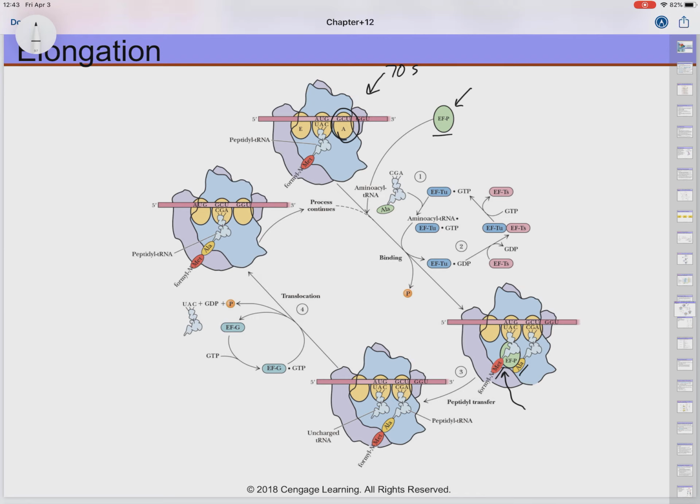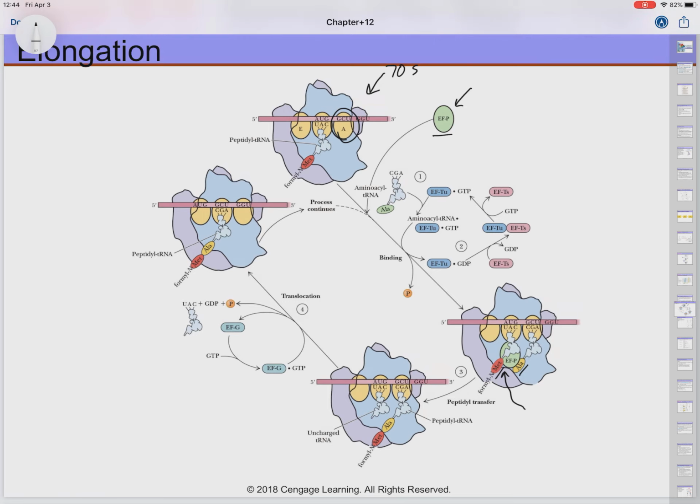Once EF-Tu has helped the A site get filled, and EF-Tu is actually one of the most prominent proteins in the cell. It's a very, very important protein. It's like 5% of the dry weight of the cell in these prokaryotes. This guy here, its job is to make sure that the correct tRNA gets in there. If the binding isn't right, this process stalls out. If it's too loose or too tight, it doesn't work.